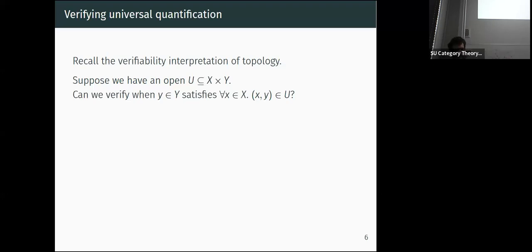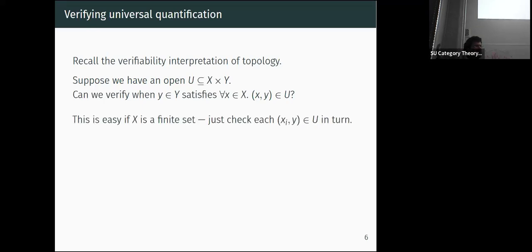But what we want to say is, when can I verify for a given y that for all x, (x, y) lies in this open? So this is some kind of universal quantification over x. So we have some given open in the product, and I give you a y, and you want to know, is it the case that for all x, (x, y) lies in this open? Is that something we can verify?